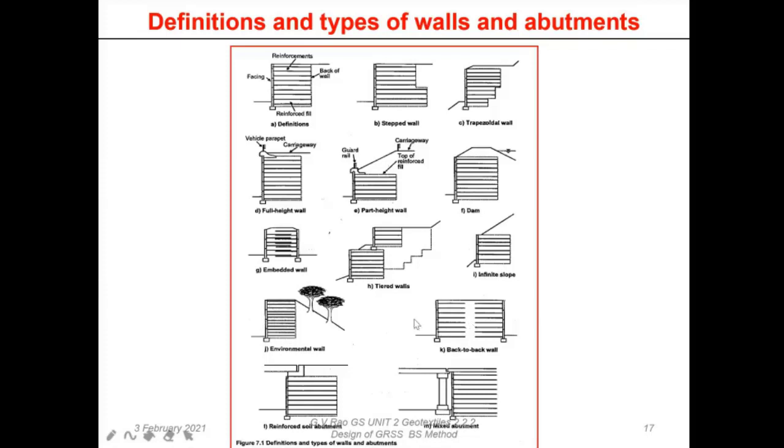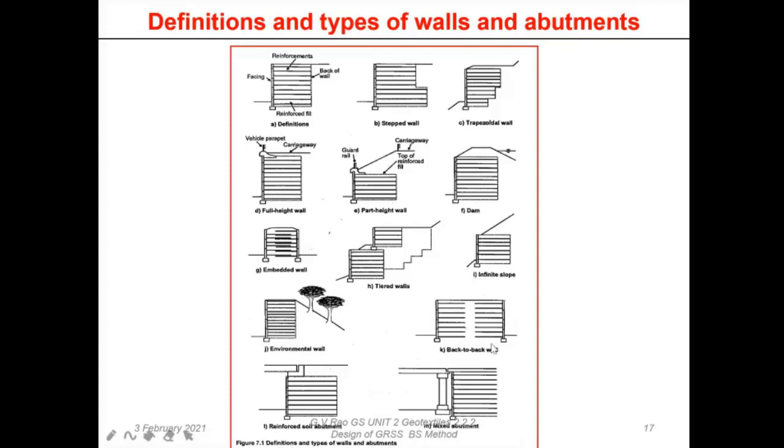Then back-to-back wall is very common. Particularly in almost all bridge approaches today, we have this system. That means we have one wall this side and a wall this side. So they could be the same height. For example, if you are going to have different camber, probably the heights also could be different.